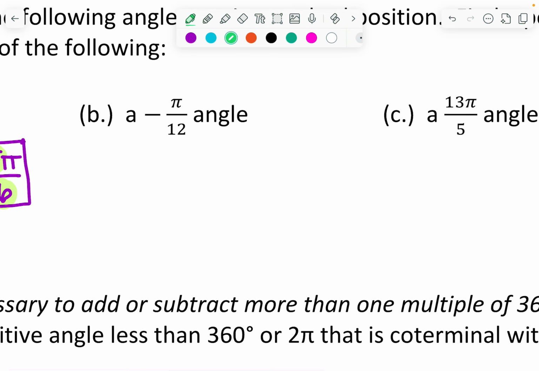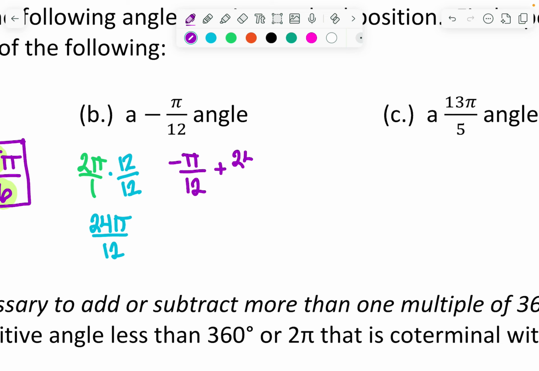So similarly, we need to get a common denominator. So 2 pi over 1, if I multiply by 12 over 12, I'm going to get 24 pi over 12. So that is my 2 pi. Now this one is negative. I need a positive angle that is less than 2 pi. So that means I want to add to it this time 24 pi over 12. Again, why? Because that's just 2 pi. 24 divided by 12 is 2. And so if I add, now I have 23 pi over 12.